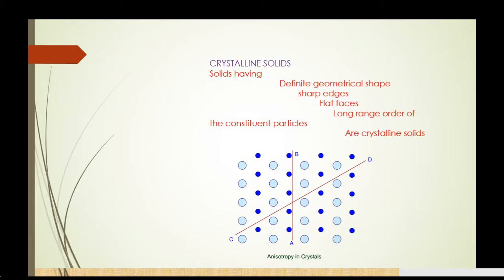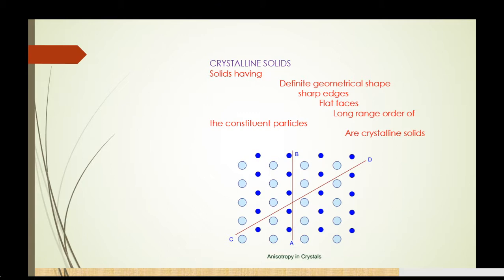In case of crystalline solids, properties such as electrical conductance, refractive index, thermal expansions, etc. are not identical in all directions. This property is called anisotropy. And this property in crystalline solids is due to the different arrangement of the constituting particles along different directions.